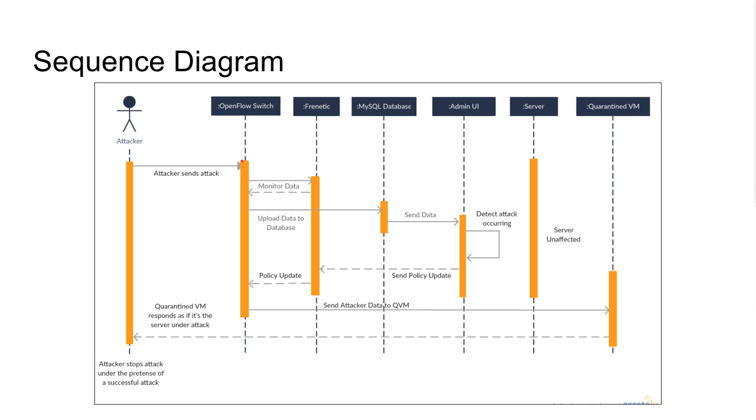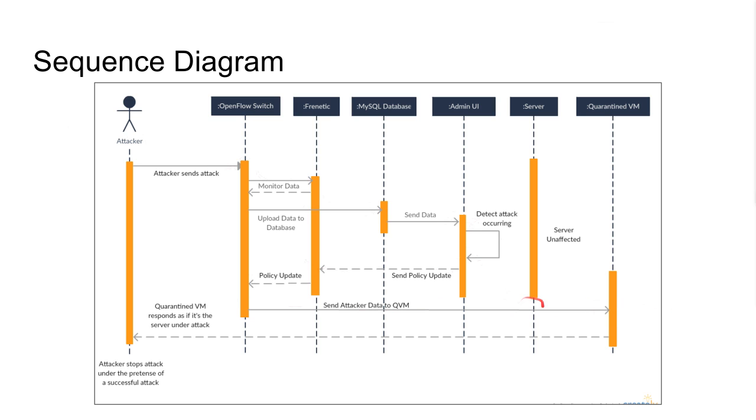It hits the switches. With the help of the admin UI and Frenetic, this data gets sent into the database, we display it, and we detect the attack occurring. We use the admin UI to send a policy update to Frenetic, which then sends the updates into the switches. The attacker then gets redirected to the quarantine system.